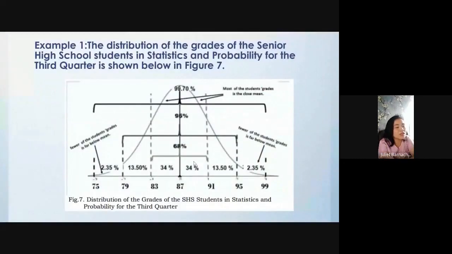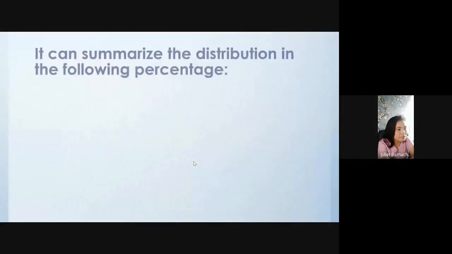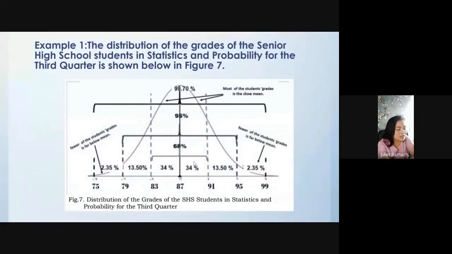The distribution of the grades of the senior high school students in statistics and probability for the third quarter is shown below in figure 7. So, this is the figure 7. As you can see in this figure, the mean is 87.